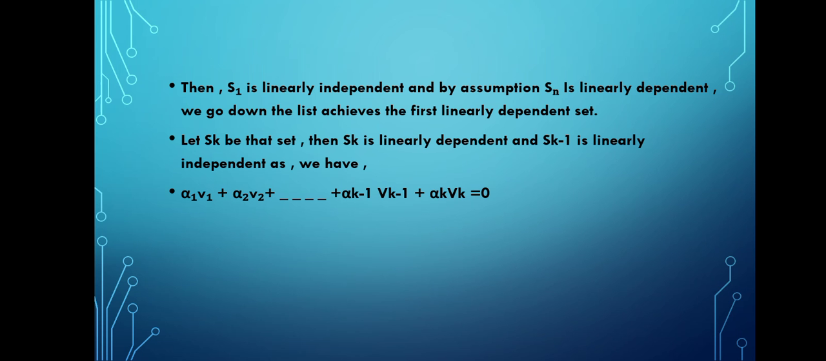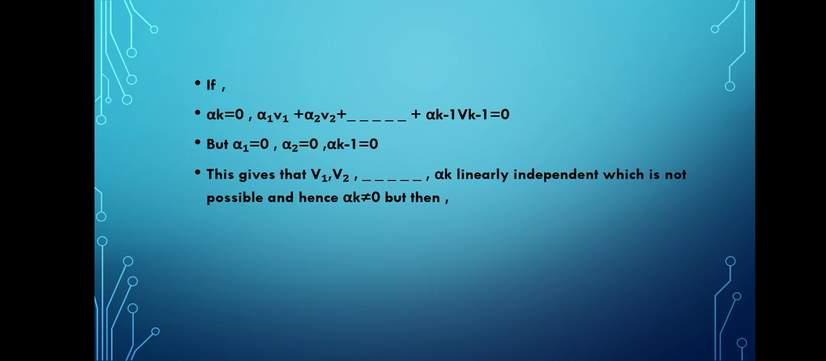alpha1 v1 + alpha2 v2 + ... + alpha(k-1) v(k-1) + alphak vk = 0. Then if alphak = 0, alpha1 v1 + alpha2 v2 + ... + alpha(k-1) v(k-1) = 0, but alpha1 = 0, alpha2 = 0, ..., alpha(k-1) = 0. This gives that {v1, v2, ..., vk-1} is linearly independent, which is not possible, and hence alphak does not equal 0.